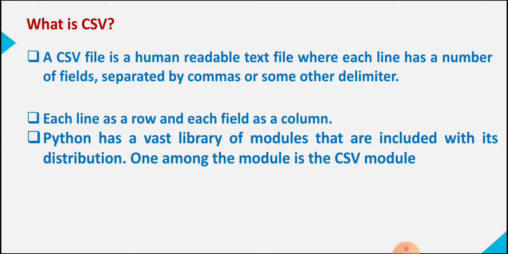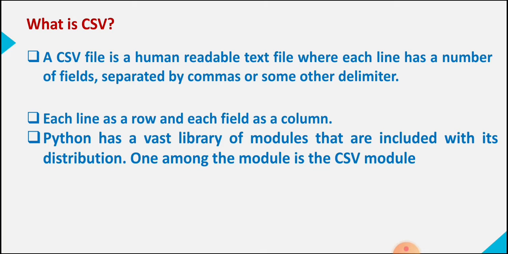So what is CSV? A CSV file is a human readable text file where each line has a number of fields separated by commas or some other delimiters. So we can read the CSV file. Here each and every line has a number of fields. We already know a field is a column. The fields are separated by commas or some other delimiters.